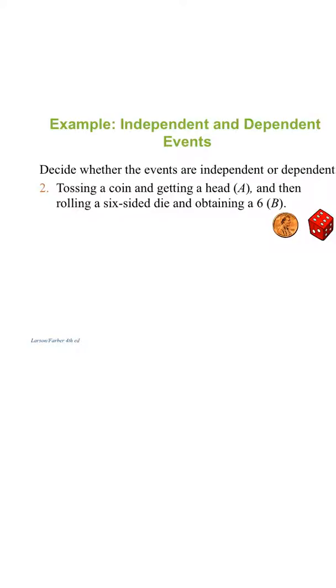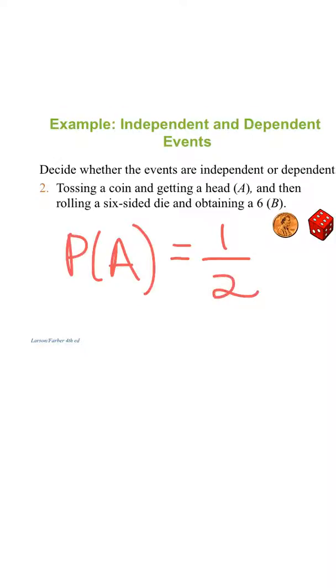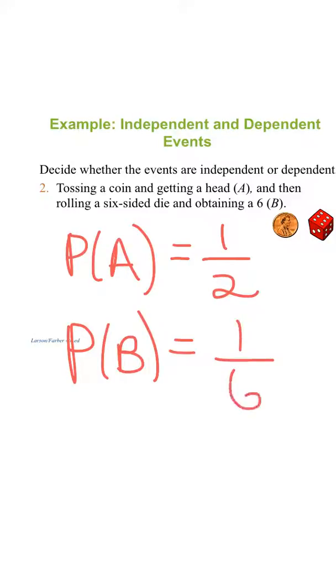Here's what we'll do. Let's look at each individual event separately first. The probability of A, tossing a coin and getting a head, we should know is 1 out of 2. We have a 1 out of 2 chance of getting a head when flipping a standard coin with heads on one side and tails on the other. The probability of event B, rolling a die and obtaining a 6, is 1 out of 6.